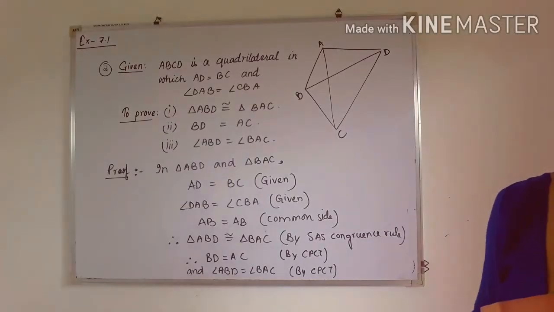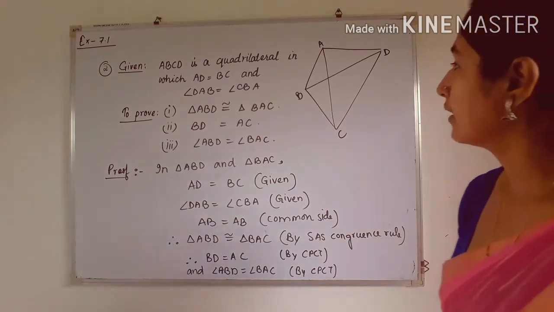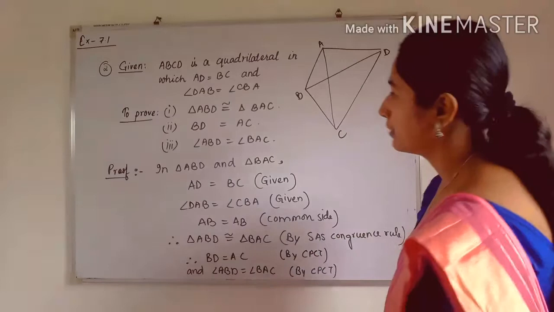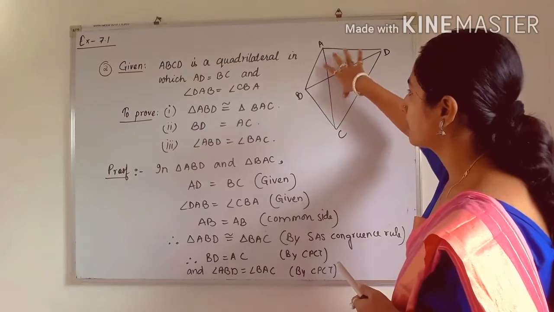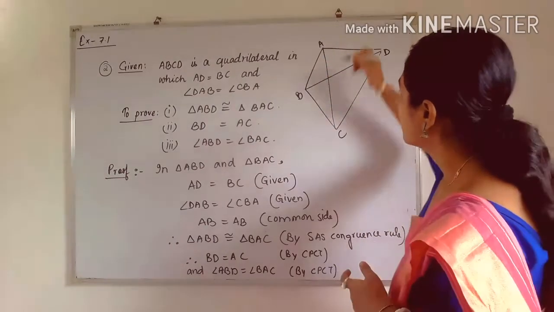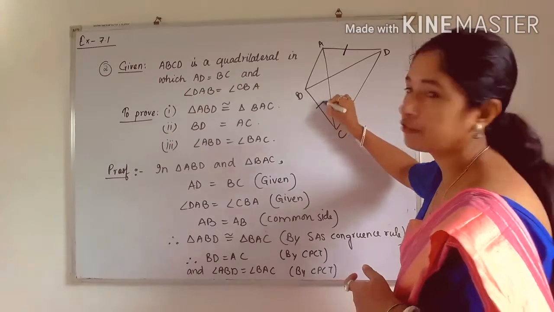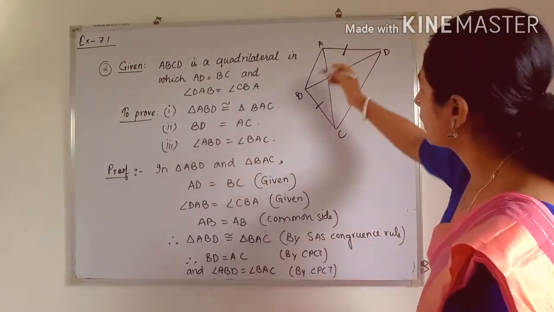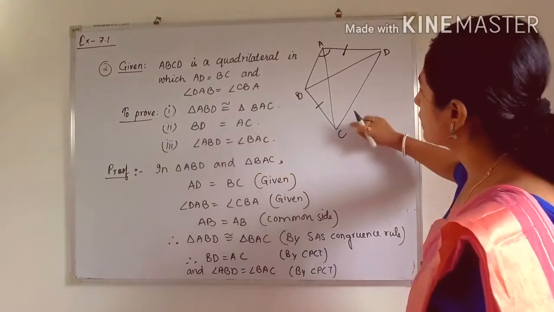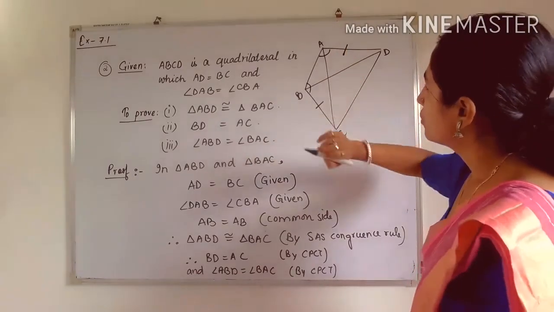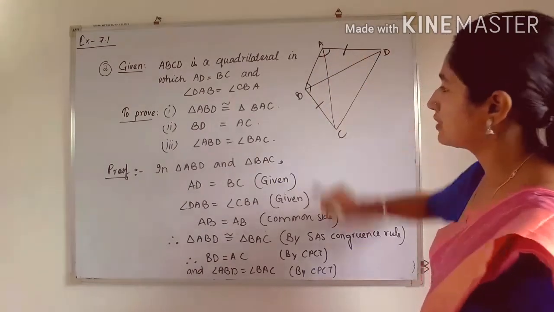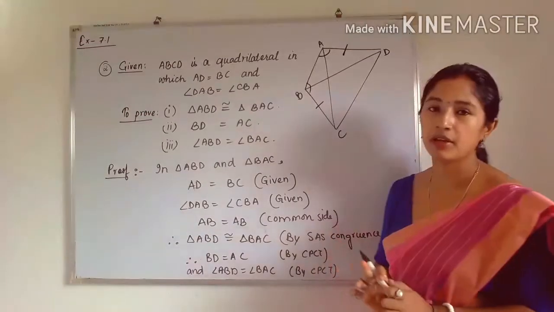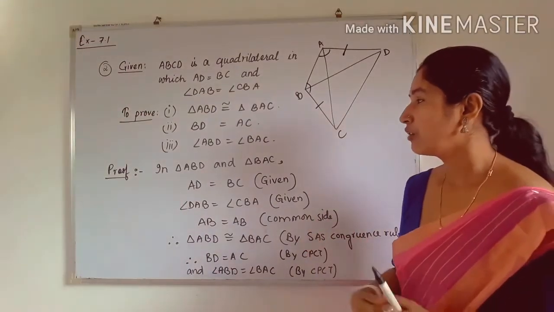Number 2, here given that ABCD is a quadrilateral in which AD is equal to BC and angle DAB is equal to angle CBA. So first of all we have to see the diagram. This is a quadrilateral and in this the length of AD is equal to the length of BC. This is angle DAB, so angle DAB is this one. This is equal to angle CBA, so this one. Okay. So these angles are equal and sides AD and BC are equal. This is given. In this quadrilateral it is happening.